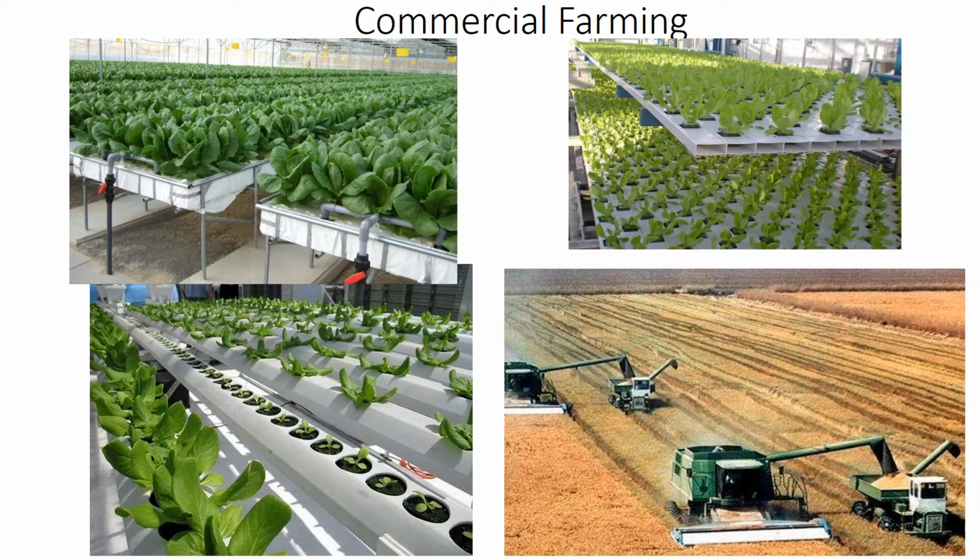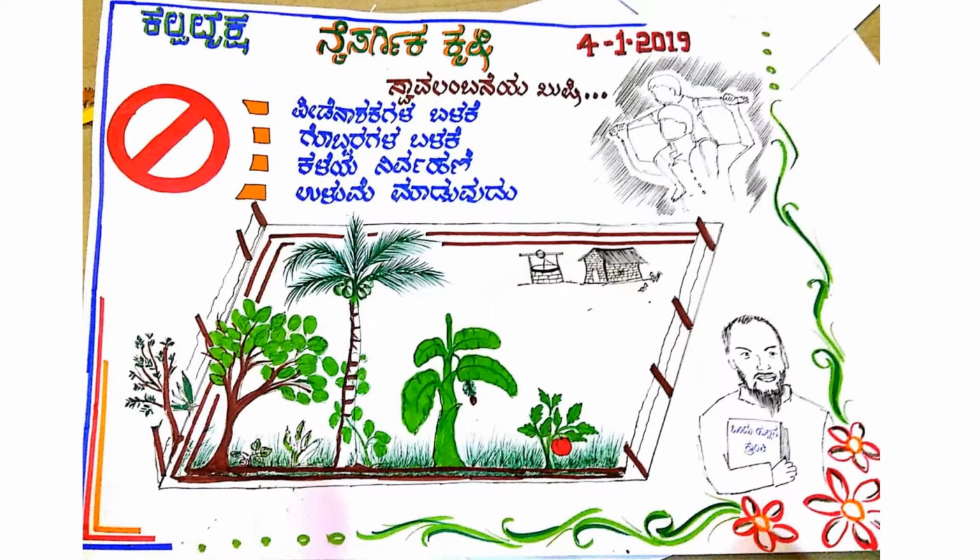This is just a picture of commercial farming. It may be under protected cultivation, or in the field conditions. Coming to natural farming. Recently, I visited a natural farming field in Davangere district, and a person called Raghav is managing that particular field.